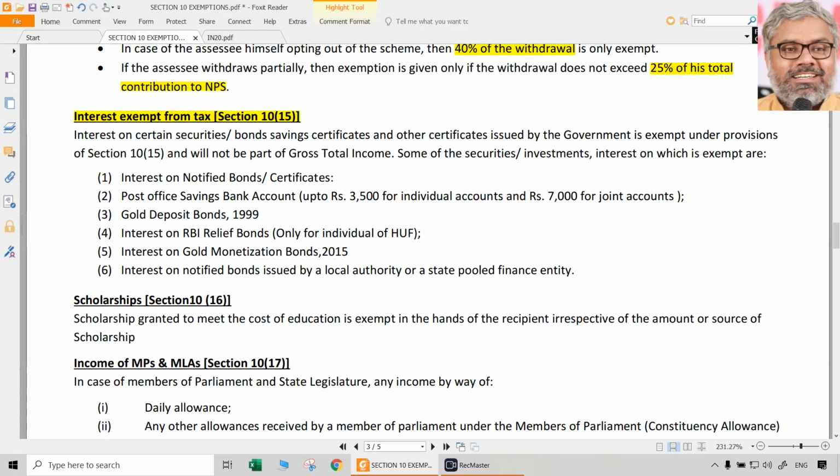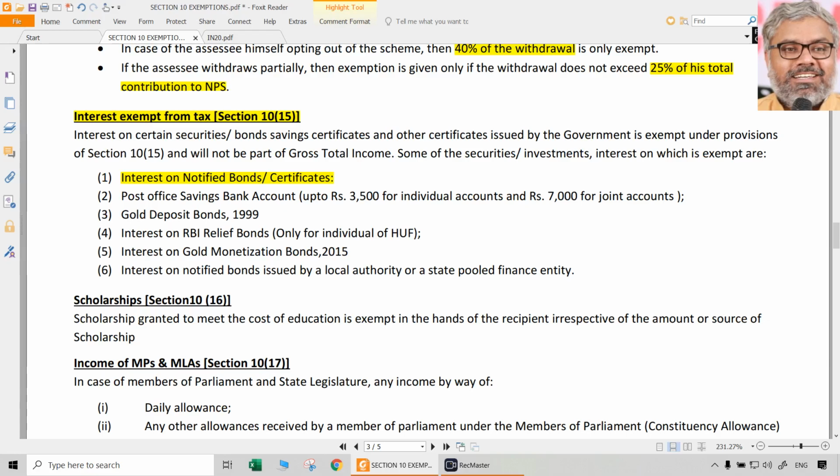So interest on certain securities, bonds, saving certificates and other certificates issued by the government is exempt under the various provisions of section 10(15). So many are there actually. You don't have to go through all of them. Some of them which can be just remembered in a nutshell are: one is interest on some notified bonds and certificates. What are those notified bonds? We don't need to know. But government tax-free bonds, if the government says, that means it is tax-free. Income, interest coming from those bonds will be exempt.